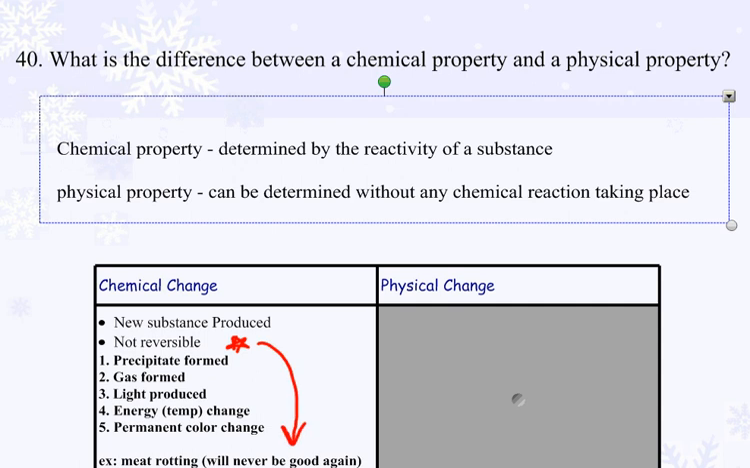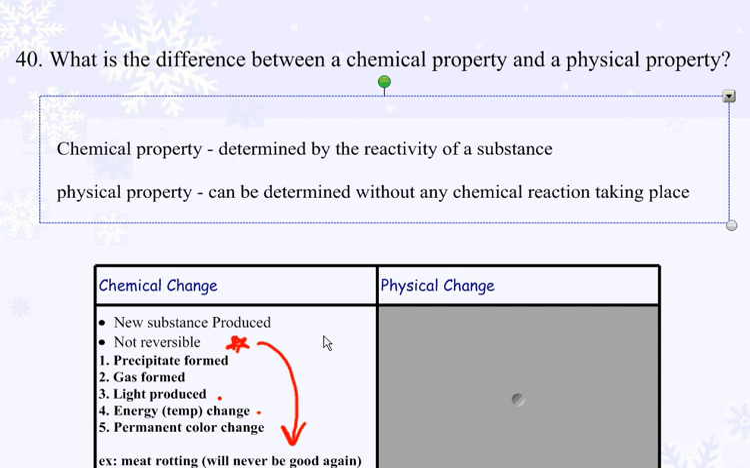So this is not reversible. That would be a chemical change. And there are some different things that you will observe that will help you to tell if something is a chemical or physical change. So some things that will show a chemical change are precipitate formed, if a gas is formed, light produced, if there is an energy or temperature change, or a permanent color change. Those are all indicators of a chemical change.